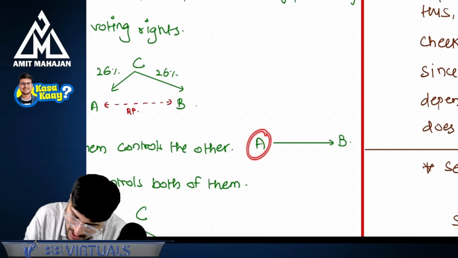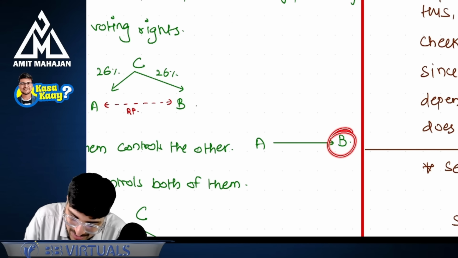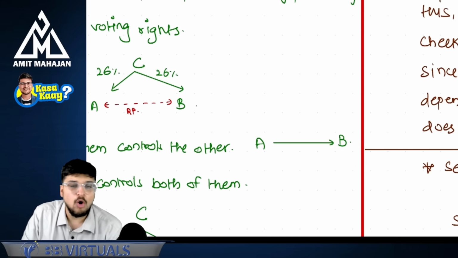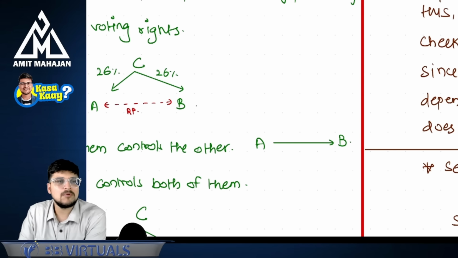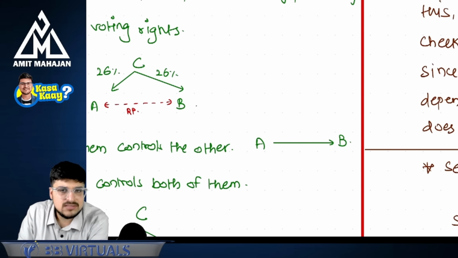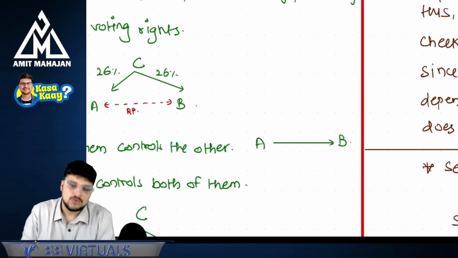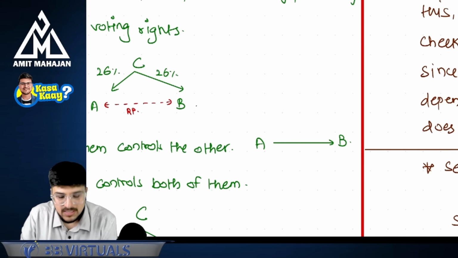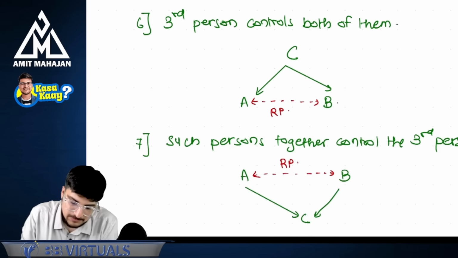Now, A controls B, which means B does not take any decision without consulting A. If we want to add certain directors or remove certain directors of B, we will have to ask A for that. So can I say A is controlling the entire management of B? So A is controlling B. So A and B are related parties.